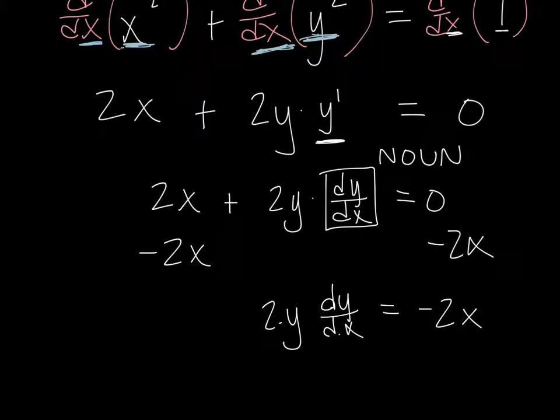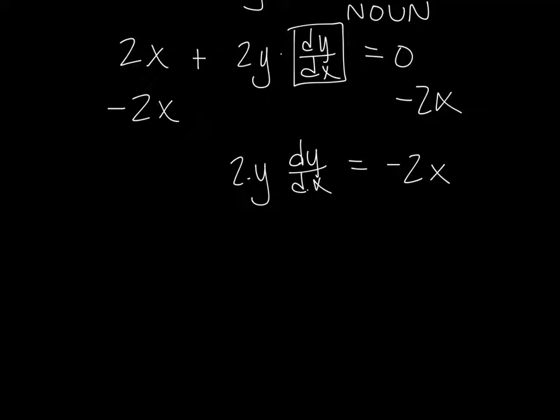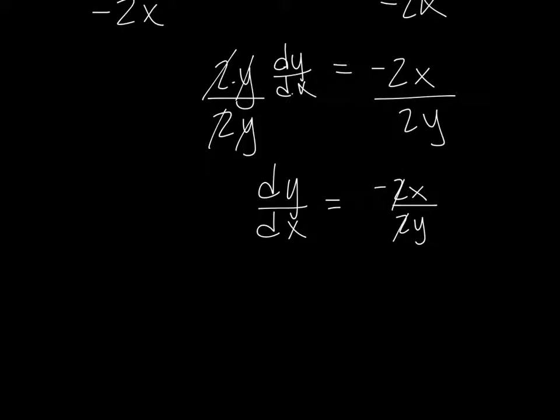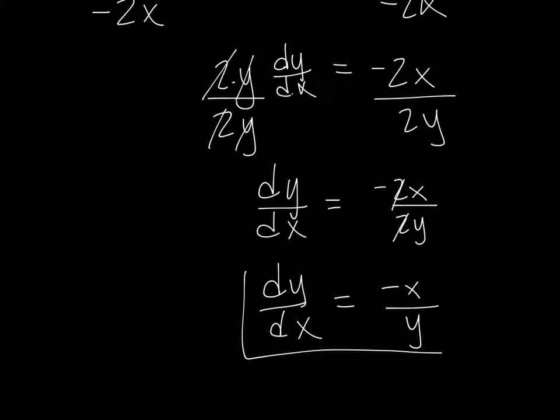Now let me move this down a little bit. I'm going to divide everything by 2y, so those divide out. We are simply left with dy/dx equal to negative 2x over 2y. Now the 2's divide out, so we can write this as dy/dx equal to negative x over y. That's my derivative with respect to x.